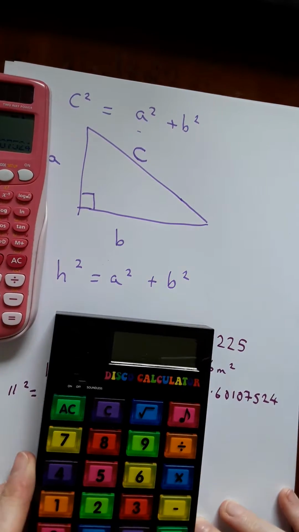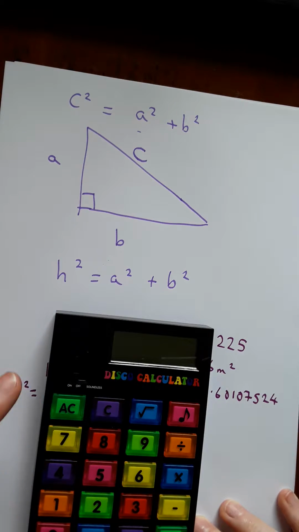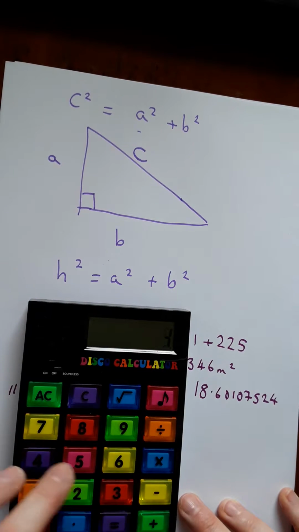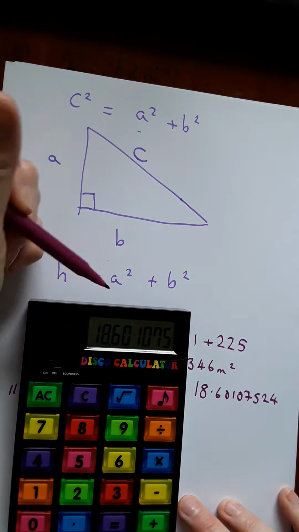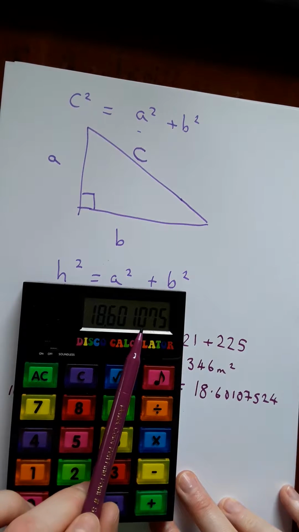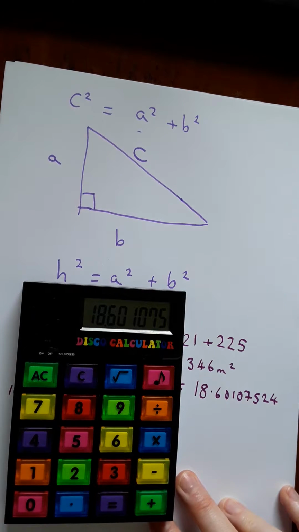Now, I'm going to use my disco calculator because my scientific calculator, some of the pixels have stopped working today. So let's type in 346 square root, and it comes up, can you see that better? 18.601075, so it gives me 2 less digits than my scientific calculator.